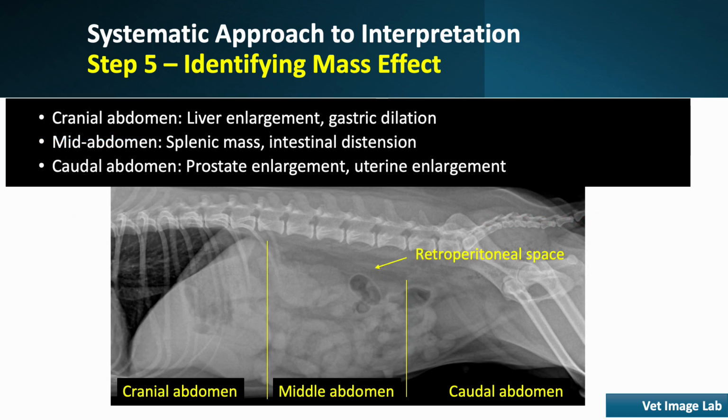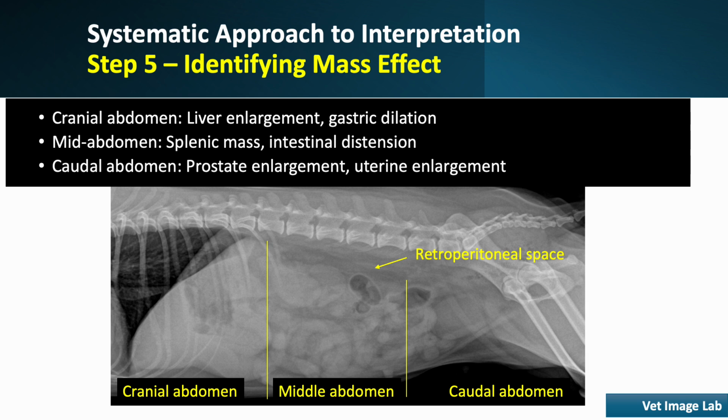To interpret the mass effect, let's divide the abdomen into 3 regions: the cranial abdomen, mid-abdomen, and caudal abdomen. Understanding mass effect in these different regions helps us localize pathology more accurately. If a mass is present in the cranial abdomen, it often originates from the liver or stomach. For example, hepatomegaly can push the stomach caudally, while gastric dilation can cause the stomach to expand abnormally.